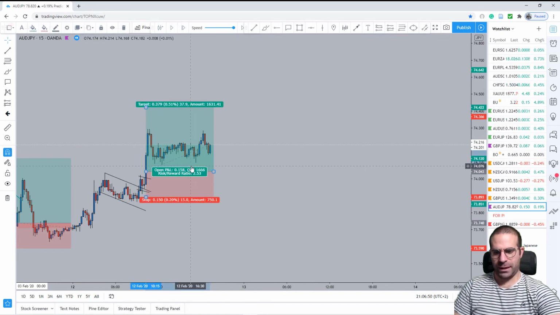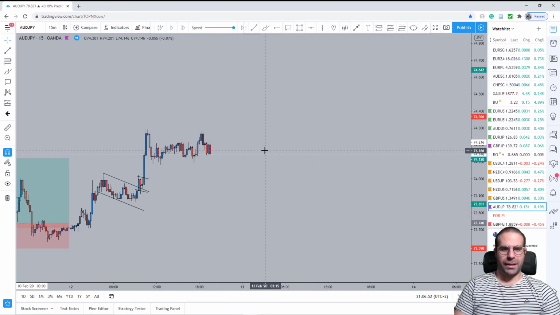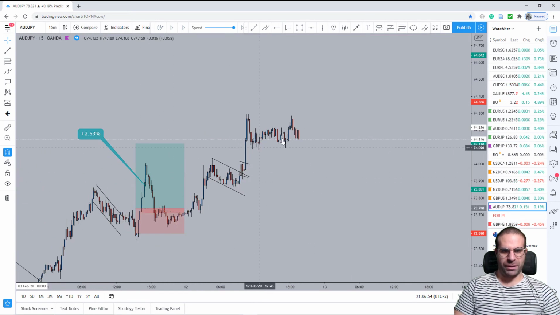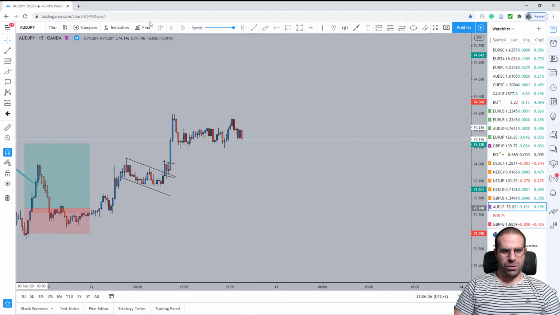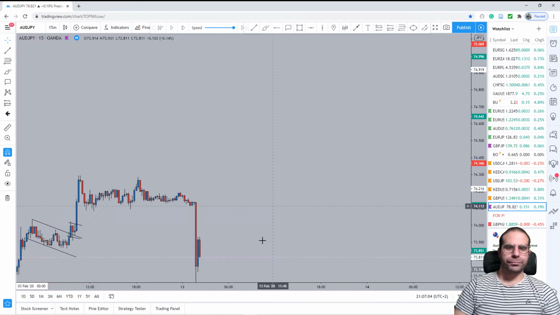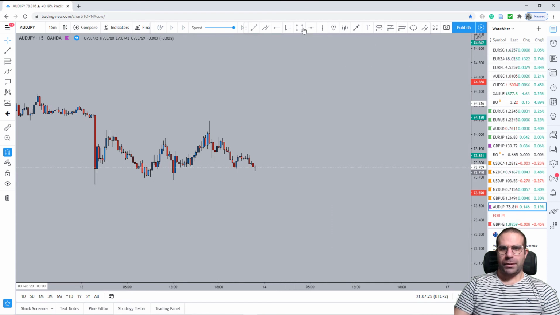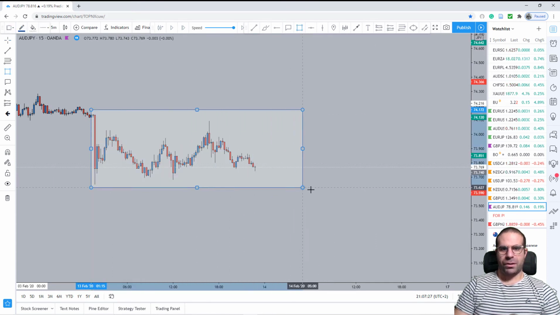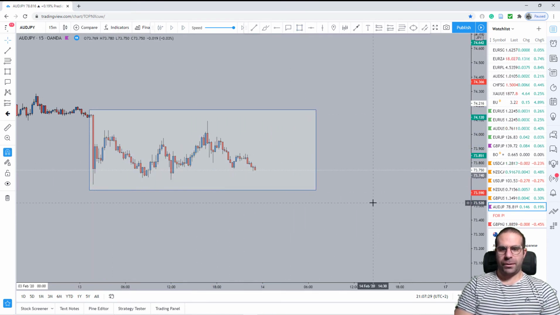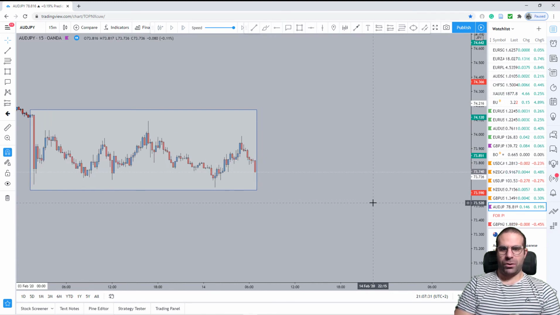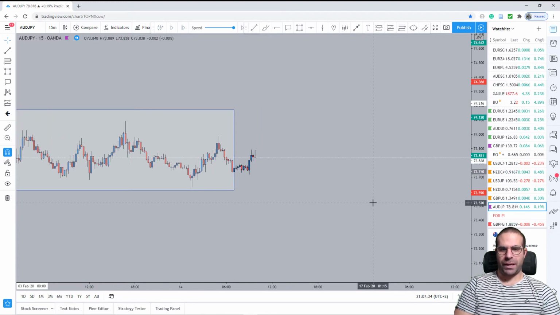Nah, this would be invalidated. Too much consolidation. It differs a lot from this movement, where we came straight down, retested and left. Again, here we see prices moving within this huge consolidating area. We're not willing to enter anywhere near this place.